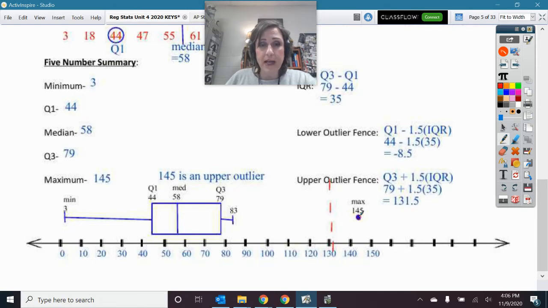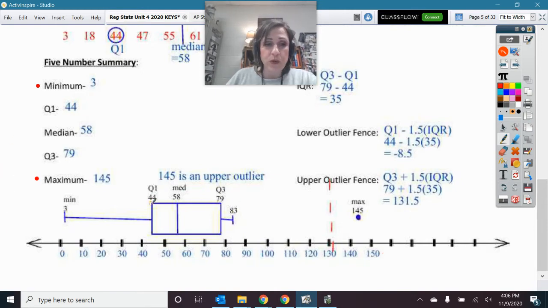So: scale, box, fences, whiskers. Here's my scale. I know I have to go from 0 all the way up to at least 145, maybe I'll just go to 150. Because that is such a big range, I'm going to go by tens. So I start at 0 and go by tens all the way up to 150. And sure enough, my lower fence did not get on there.